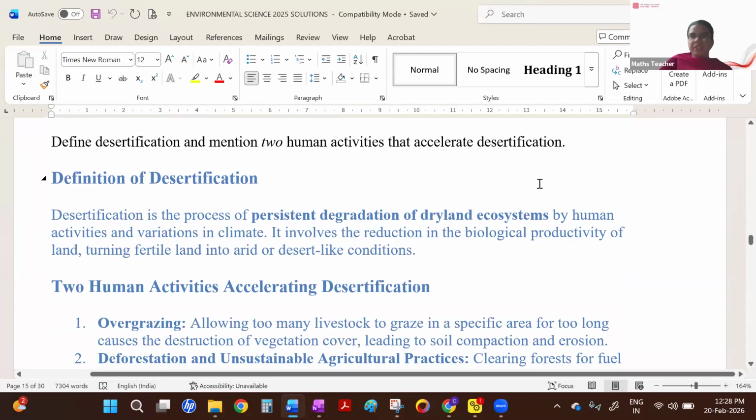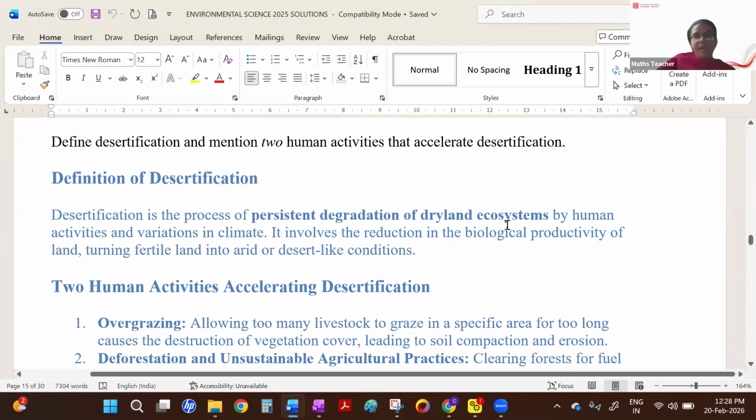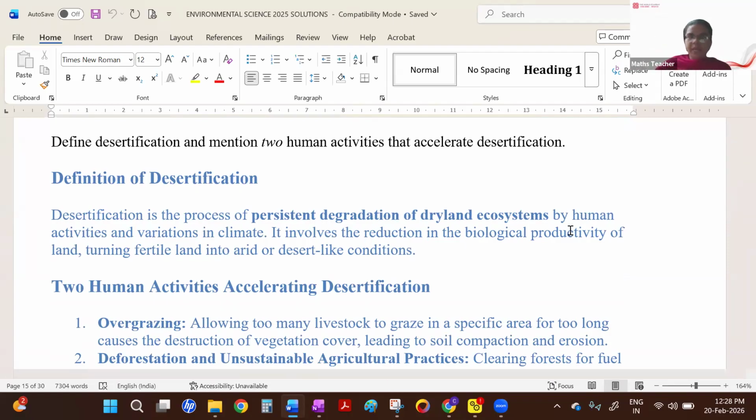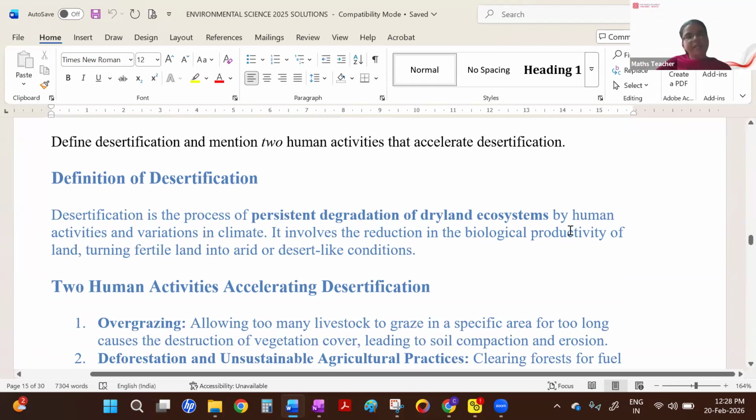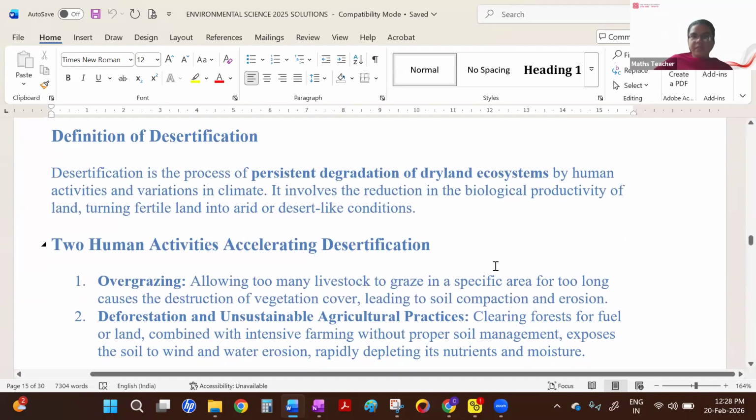What is meant by desertification? The process by which various factors lead to a region becoming a desert is called desertification. It is a process of persistent degradation of dry land ecosystems by human activities and variations in climate. We can't say that it is entirely because of human activities. Sometimes even the climate is not favorable. The climate might become harsh, very hot, so the plants won't be able to survive. There are many different reasons, and due to these reasons, a region will slowly become a desert. That is what we call desertification.